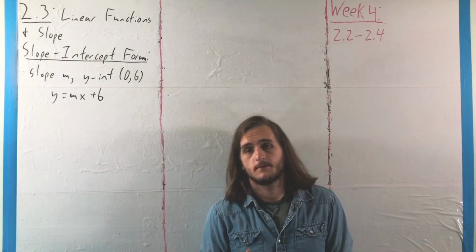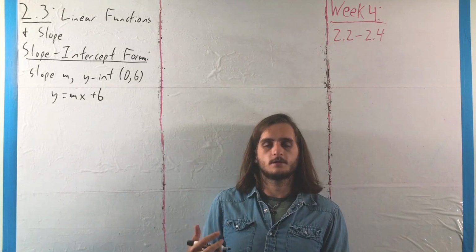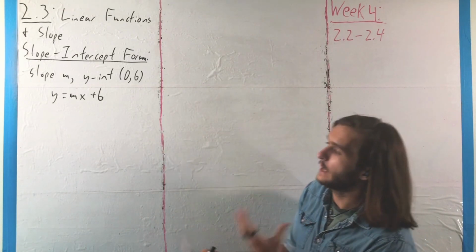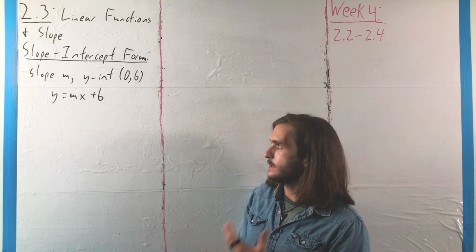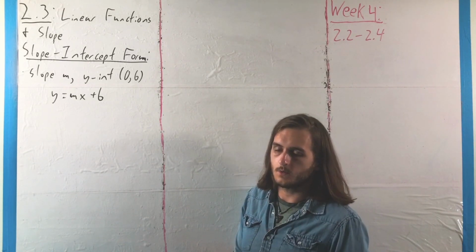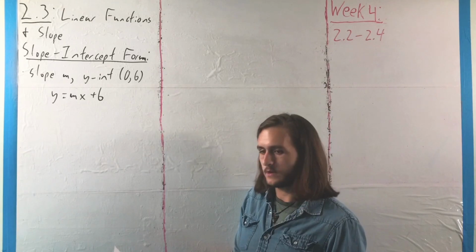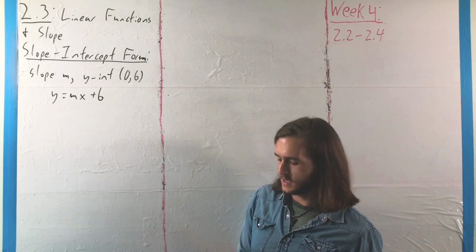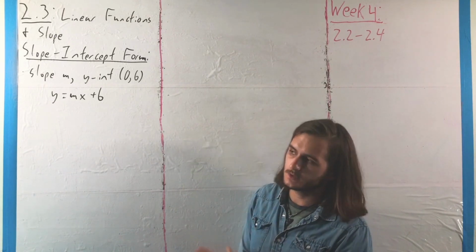For slope-intercept form, we are looking at functions written in that form, y equals mx plus b, where m is the slope and b is the coordinate of our intercept. That is our y-intercept in this case, where we're going to talk about how we can use this.